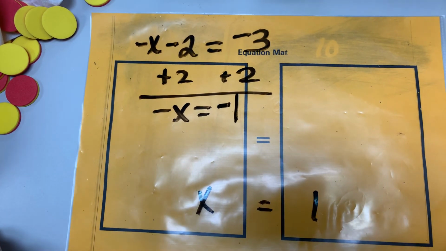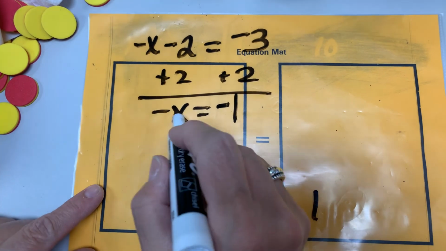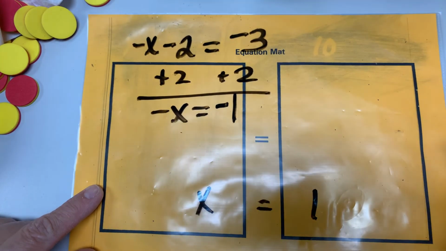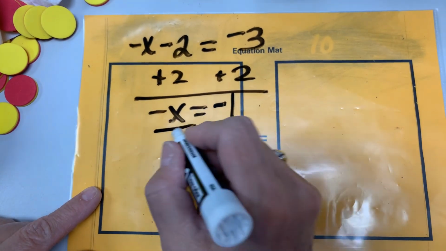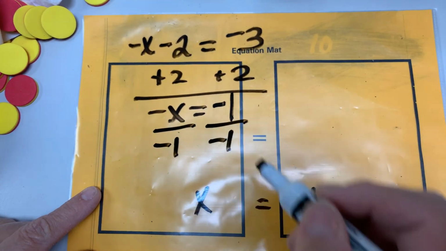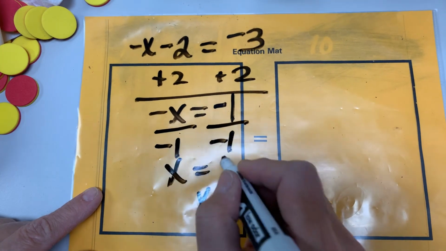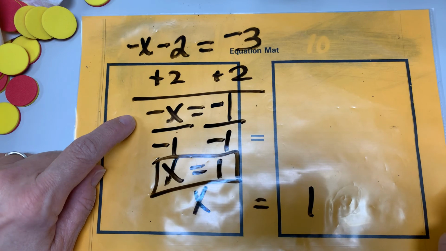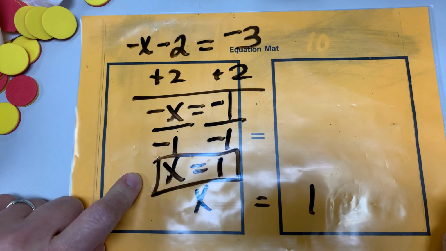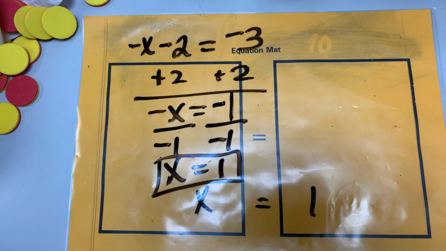I don't want the opposite of x. I want to know what x is. So you can divide by negative 1, okay? And you would find out that x equals 1. Or you could ask yourself, the opposite of x is negative 1, so x would be positive 1.